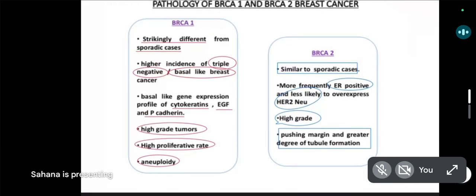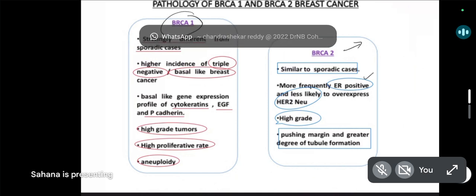So by grade and histology here, BRCA1 usually is associated with TNBCs. They are high grade with high proliferative index. Comparatively, BRCA2 usually will be later onset. They are mostly ER positive with less likely to overexpress HER2. They are also high grade.